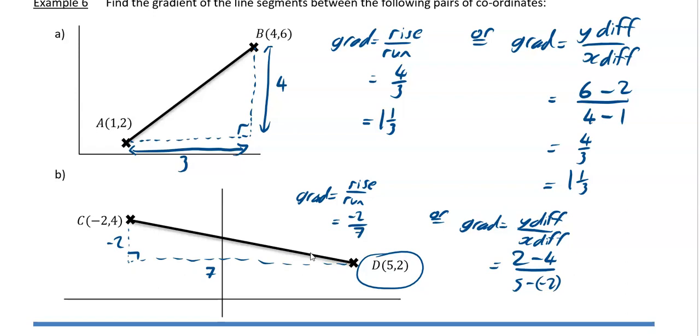So just be careful in this. 2 minus 4, sorry, is going to be minus 2. And 5 minus minus 2 is the same as 5 plus 2, which becomes 7. So you can see both ways I've got minus 2/7 when I have worked it out.